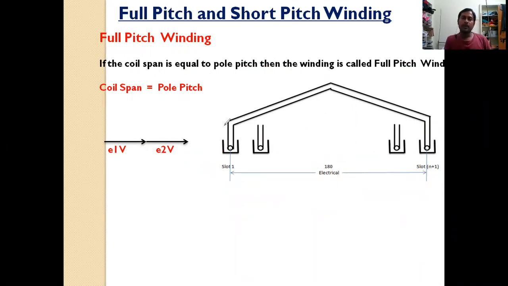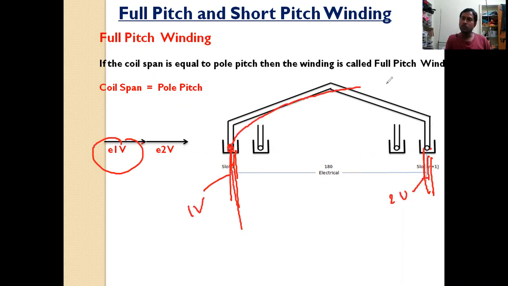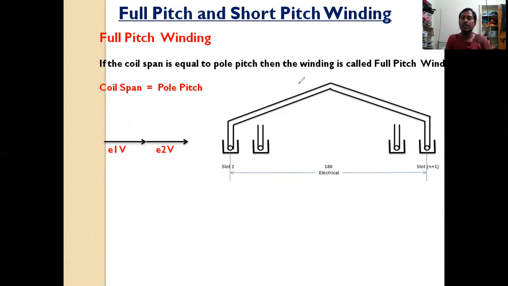Here, consider the production of induced EMF. This is one coil and this is another coil. For example, the induced EMF here is 1 volt and here is 1 volt, and the total addition will be 1 plus 1, which is equal to 2 volts. It is 2 volts in the form of an arithmetic sum.